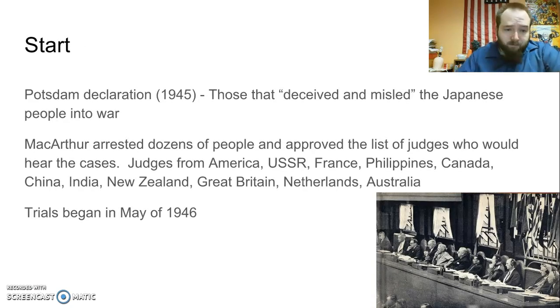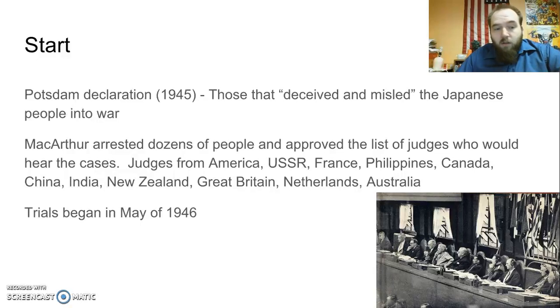So the start of it. It all goes back to the Potsdam Declaration in 1945, which said that those who deceived and misled the Japanese people into the war were criminals, and they would be put on trial. As soon as he's able to, MacArthur orders the arrest of dozens of people, most of whom, at first, that he targets are Tojo's key guys, as well as Tojo himself.